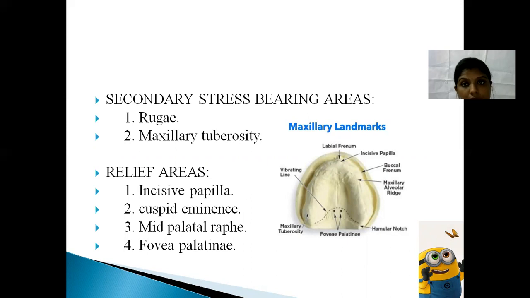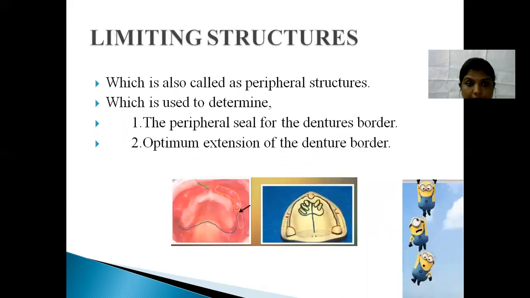So why do these areas have to be relieved? Because the nerves and vessels are passing through these areas. If we give pressure there, that can lead to paresthesia of the particular area. So the relief areas include the incisive papilla, the cuspid eminence, the mid-palatine raphe, and the fovea palatinae.